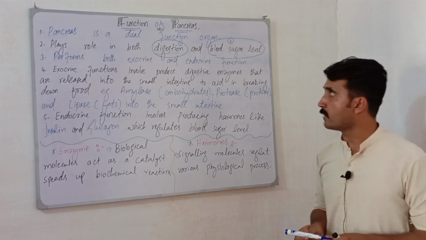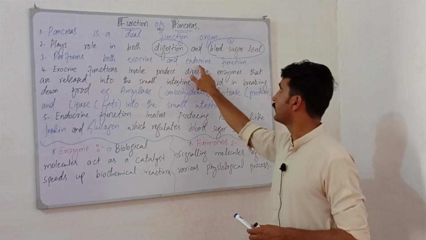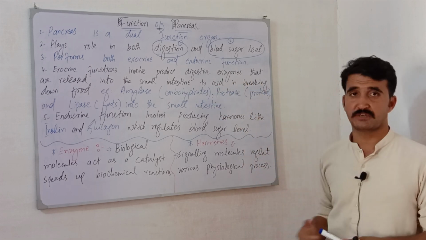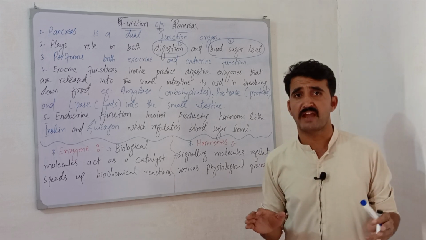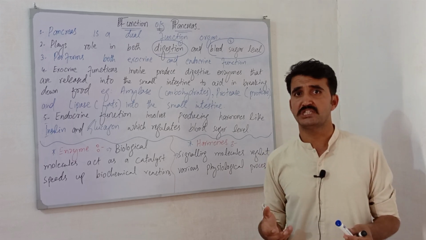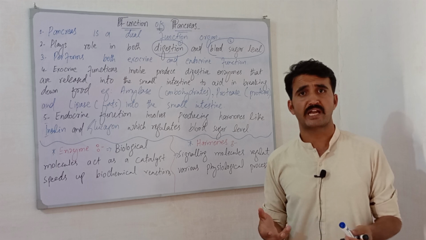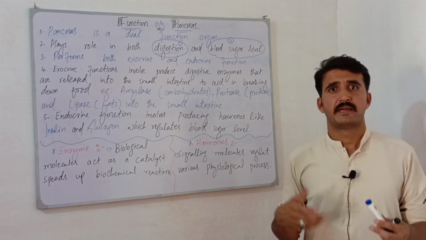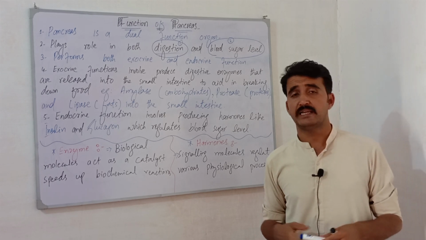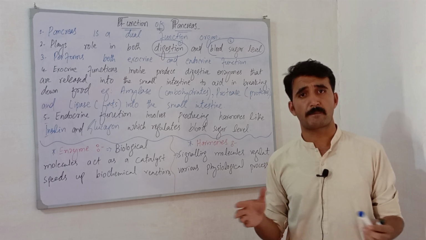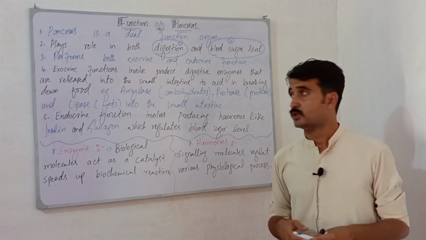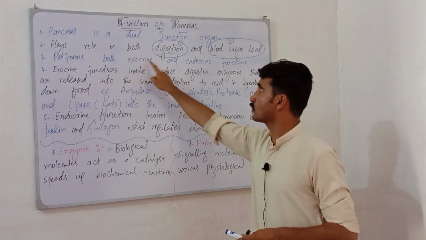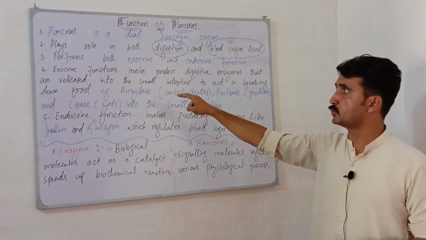Number 3 point: it performs both exocrine and endocrine function. So what is the meaning of endocrine and exocrine function? As in the previous video, we have discussed endocrine activity and exocrine activity. Endocrine activity means that it releases hormones directly into the bloodstream, while in exocrine it secretes or releases through a proper channel, through a duct. So first one is exocrine function. The exocrine and endocrine function we are going to explain.